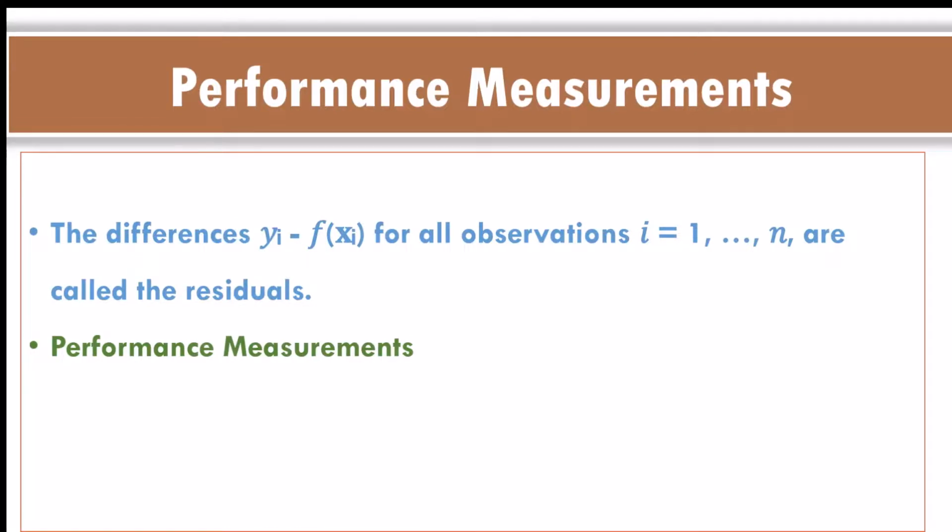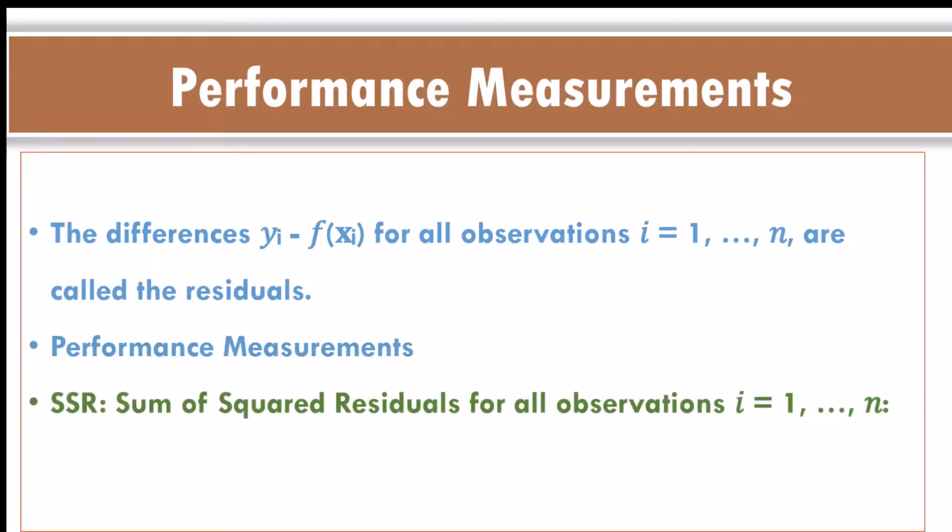One of the performance measures is called SSR, the sum of squared residuals for all observations, that is for i equal to 1 to n, where n is the number of observations. Here we are squaring the residuals. The reason is we are very much interested in the magnitude, not the direction. The residual is nothing but the distance between the predicted value and the actual value. So that distance is very important, not the direction.